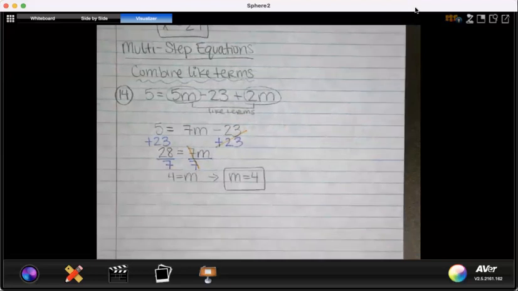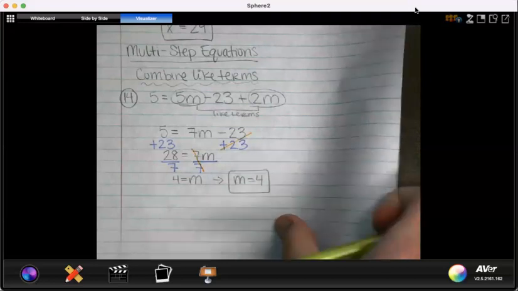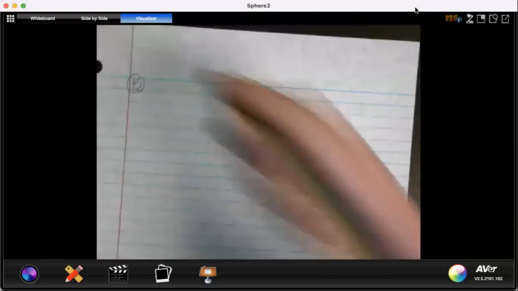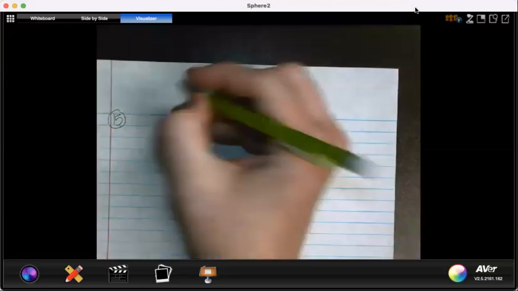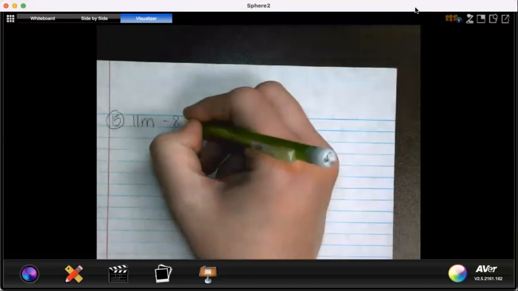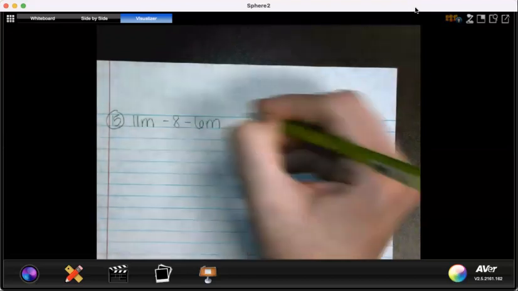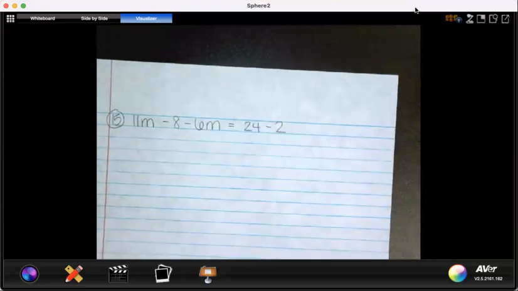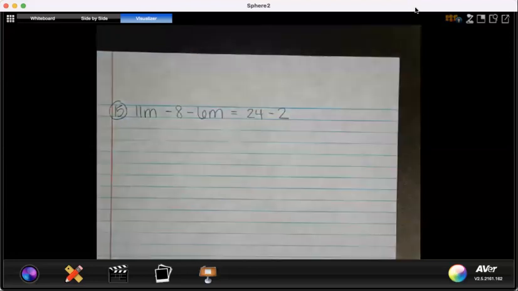Let's try one more of those to see how you do. Number 15: 11m minus 8 minus 6m equals 24 minus 2. Go ahead and try number 15 and reference number 14 to help you along.